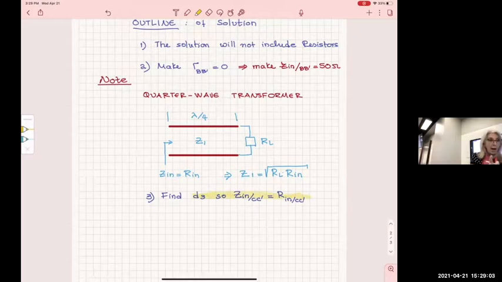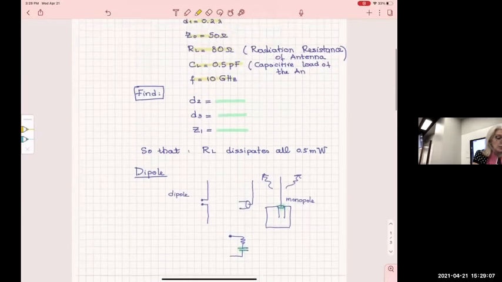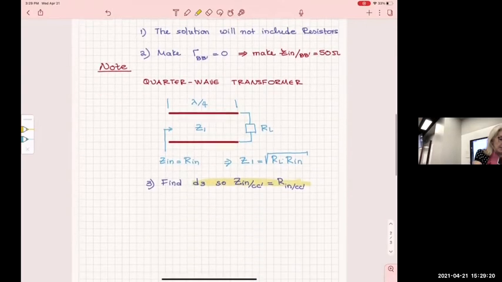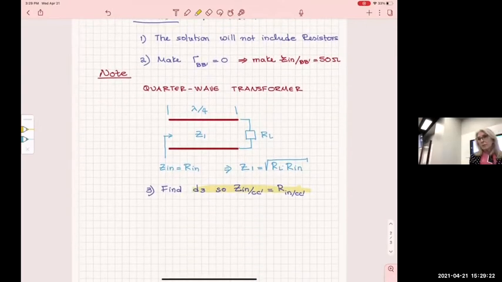So if I find D3, so that my input impedance to the green line is real, then immediately I know what the red section is. The red section is going to be a quarter wavelength transformer, and I can immediately identify its characteristic impedance from this expression. Do you agree with that thinking? Okay, so now I have outlined my solution. Now I know what I'm supposed to do.